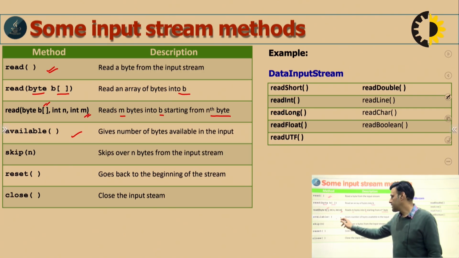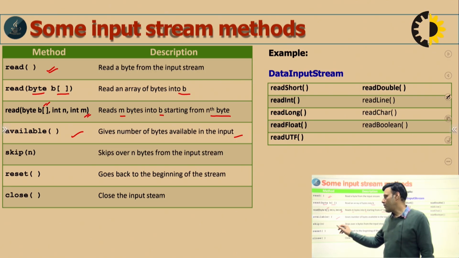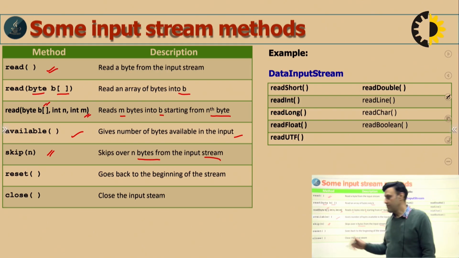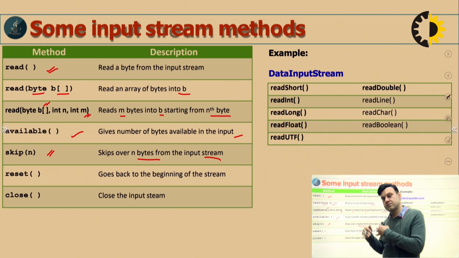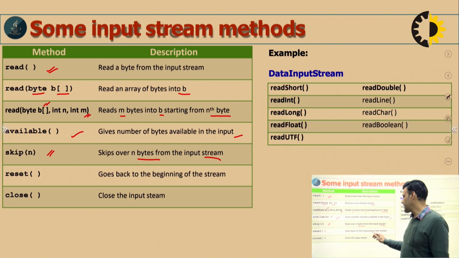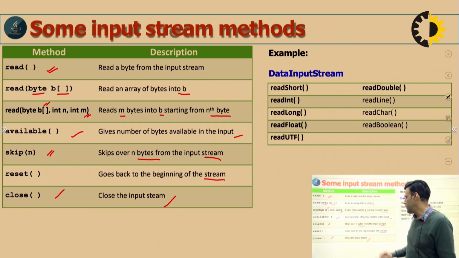The available method is there. It will give the number of bytes available in the input, right? The skip method is there. It will skip over n bytes from the input stream, right? We will give some number and it will skip those bytes. The reset method is there. It will go back to the beginning of the stream. Close is used to close the input stream.